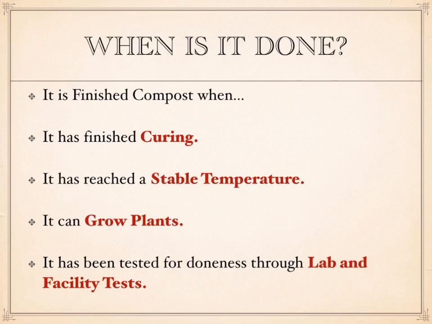When is it done? It is finished compost when it has finished curing and has reached a stable temperature. More specifically, it is done when it can grow plants. The proof of the pudding is in the eating. And of course, it is done when it has been tested through lab and facility tests.